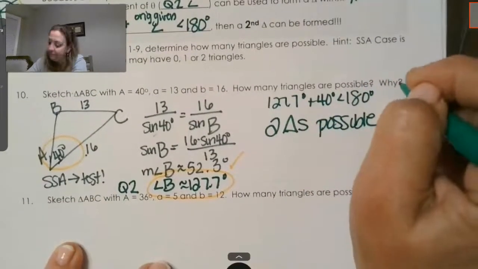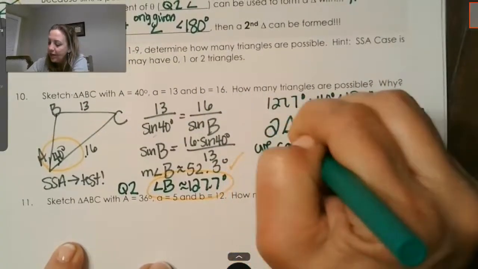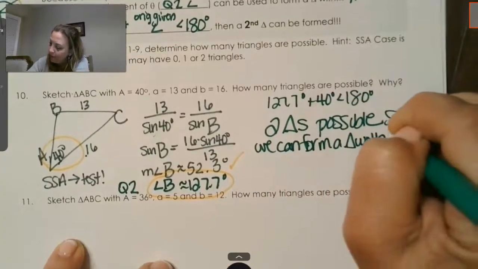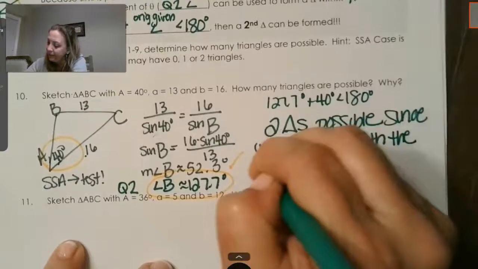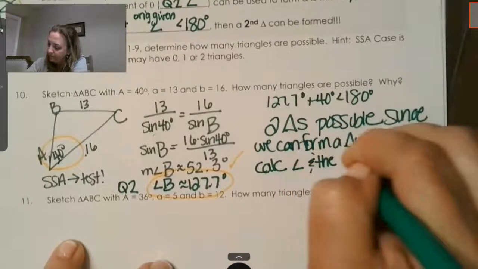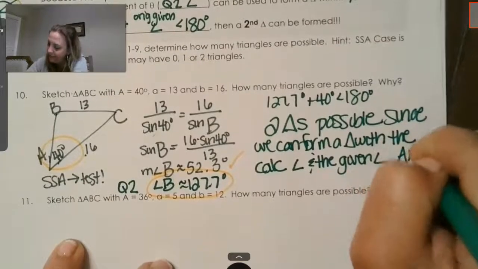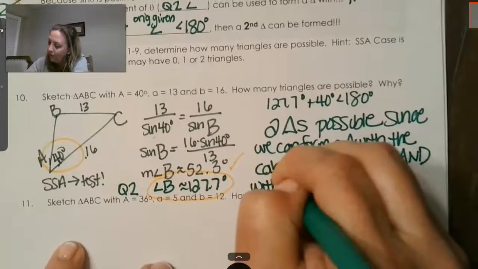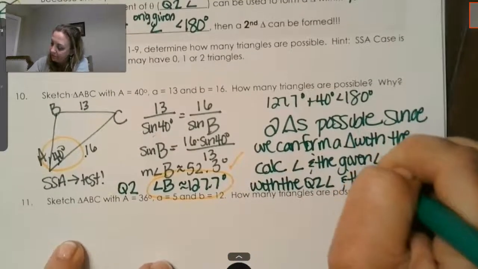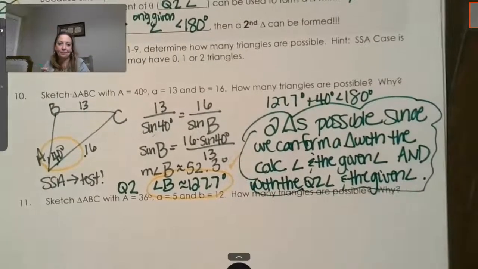And it says why. And we could say since we can form a triangle with the calculator angle and the given angle, and with the quadrant 2 angle and the given angle. Okay, so 2 triangles possible there.